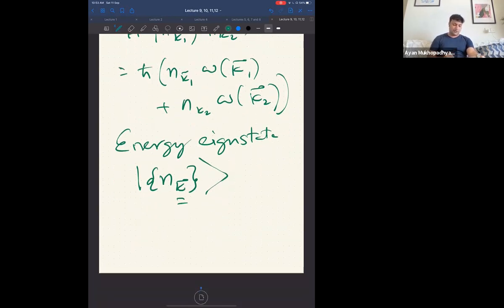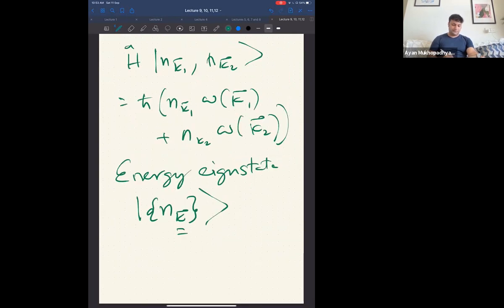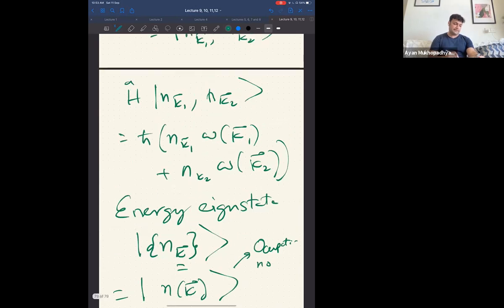And this can also be denoted as a function. If k is continuous, I can even denote it as a function n(k). This is often called the occupation number basis. And this you see is normalized, right? With this.